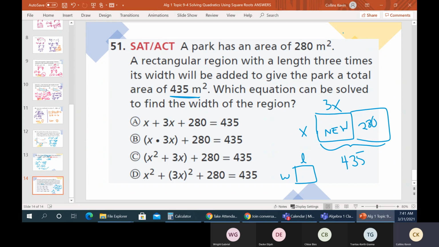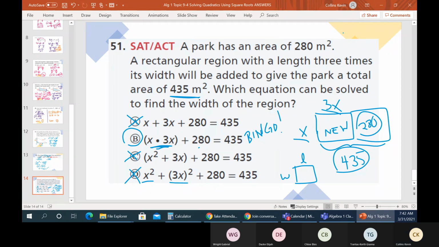Well, look at D. D looks like the thing with the triangles, right? We square this guy, we square this guy, we add them together. We don't have a triangle here, we've got a rectangle, right? Nope. That's not it. I don't know what this is. Here they're adding them together. We're not looking for perimeter. So I think Chloe's onto something. Good, because here, what are we doing? We're multiplying x times 3x, right? We're adding on the 280. There it is. And the whole thing has to equal 435. Bingo. Nice job, Chloe.